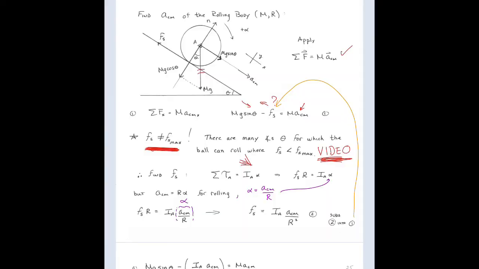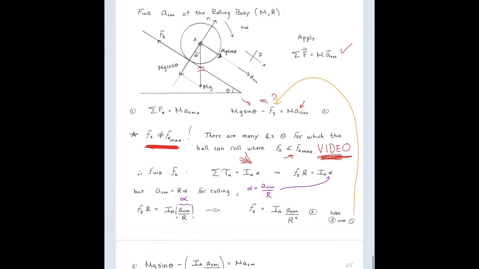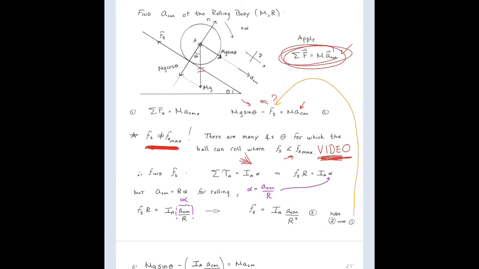Okay, so static friction is not necessarily at its maximum. That means we have to find static friction. So instead of applying F equals ma, I'm going to apply F equals ma in rotational form about axis A. There's my axis A.